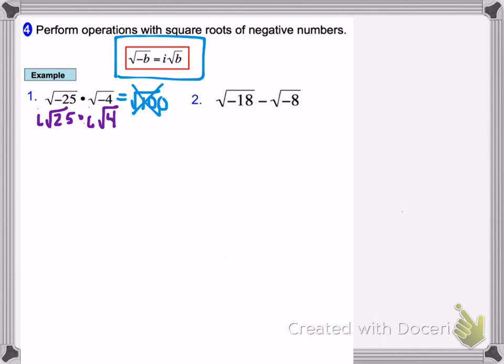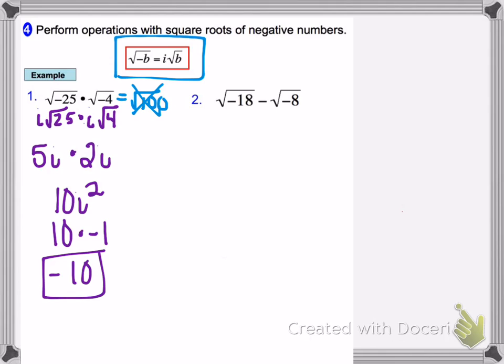Now, I can take the square root of 25, which is 5, and make it 5i, times the square root of 4, which is 2, making that 2i, multiplying those two numbers together to get 10i squared. i squared is negative 1, so 10 times negative 1. My final answer is negative 10, not the square root of 100, giving me a positive 10.